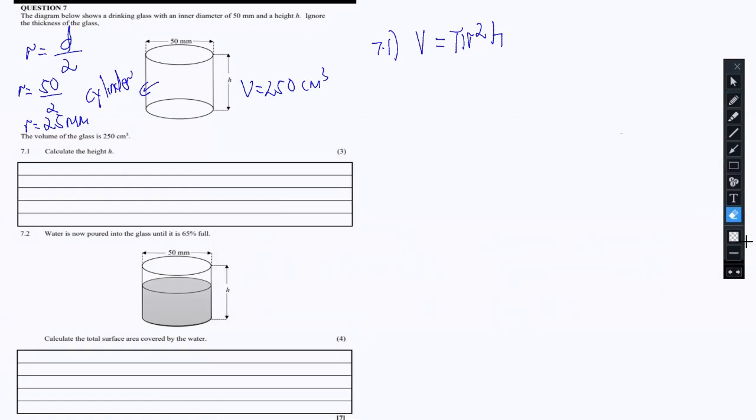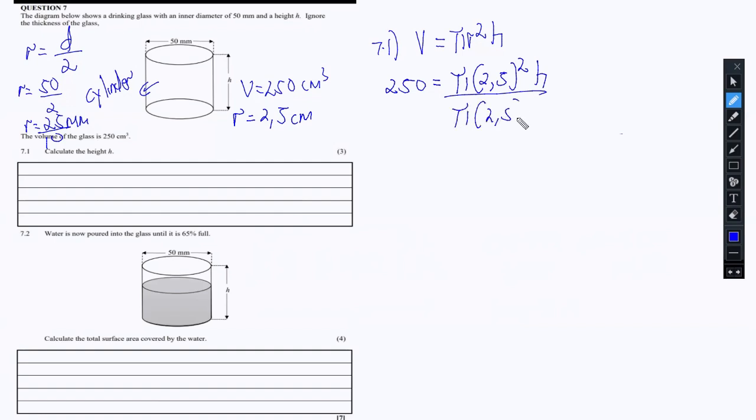The radius now will be 25 divided by 10, which means the radius is 2.5 centimeters. And then in order to calculate our height, we substitute in our volume, and then pi. Remember the pi, you can just punch it in your calculator, it's there. And then this is 2.5 square, and then h. At this point we can just divide both sides by pi times 2.5 square, right? Then this becomes h is equal to 250.